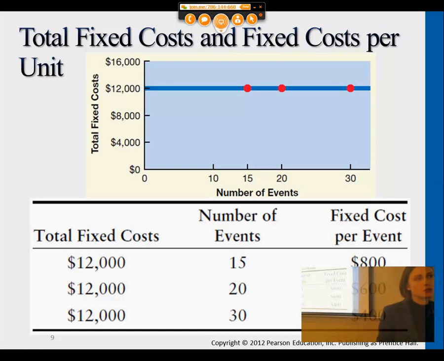Well, yes, so here is what you do. To find your fixed cost per event, you're going to take your total fixed cost and divide by the number of events. And that's how you're going to find your fixed cost per event, or unit, right? Yes, we'll do these computations in a minute.